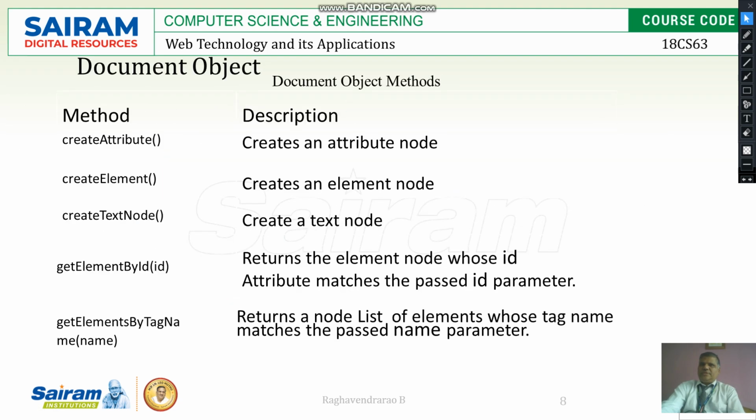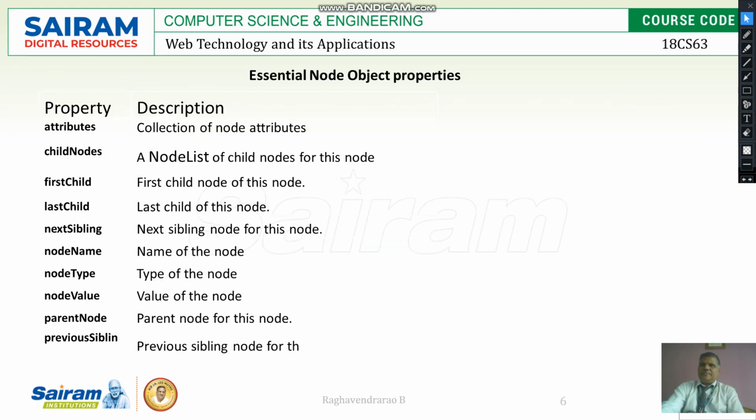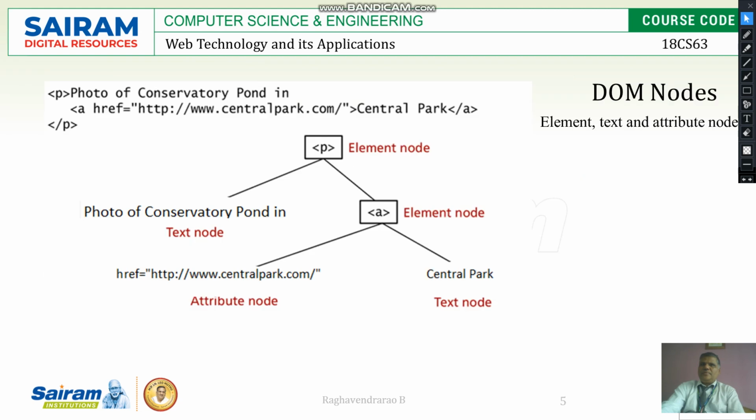If I consider an example, you can see in this, what is the first child in this? What is the first child? Text node. You can remove this. You can add this somewhere here, you can append things somewhere.